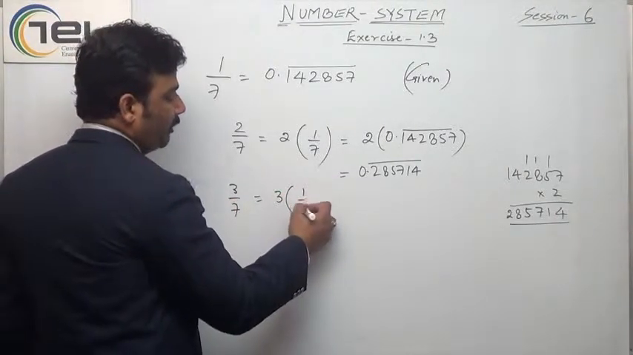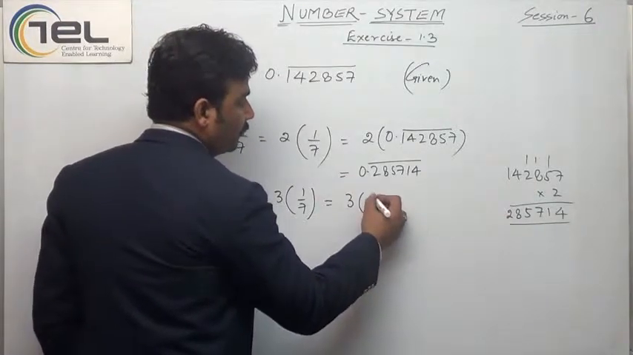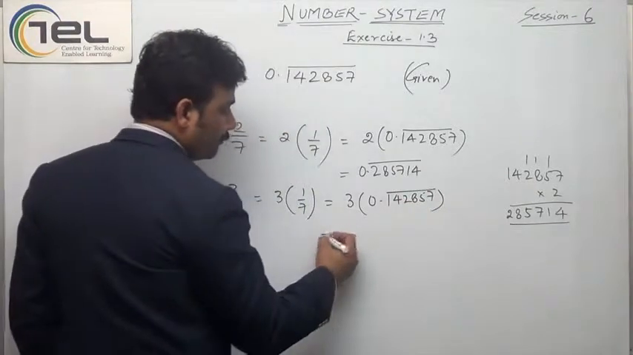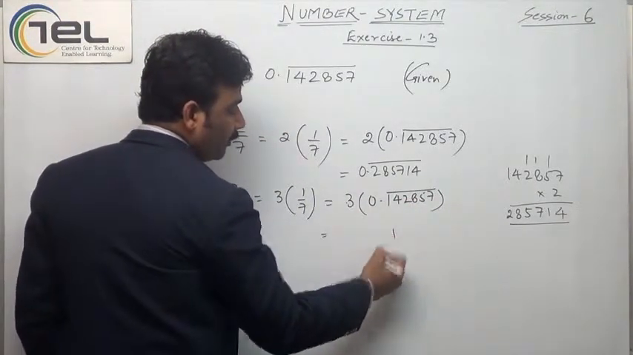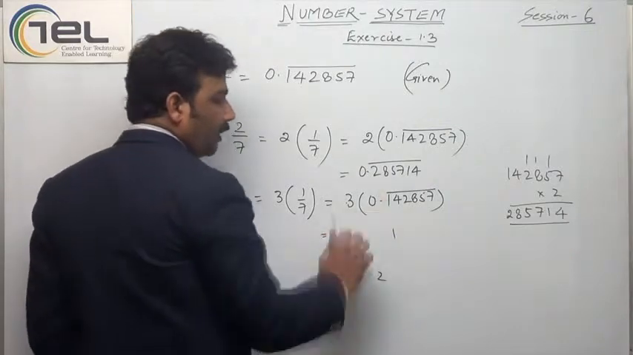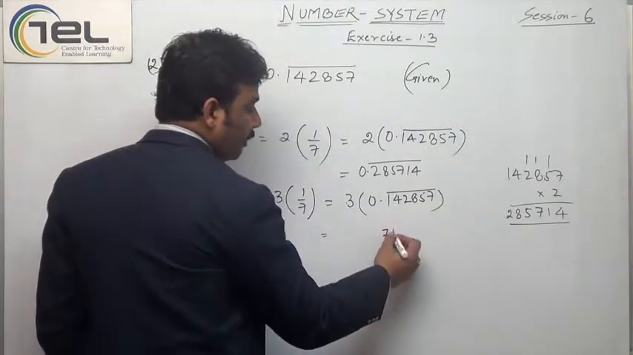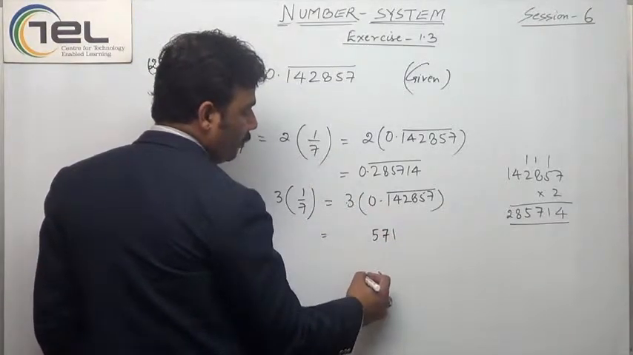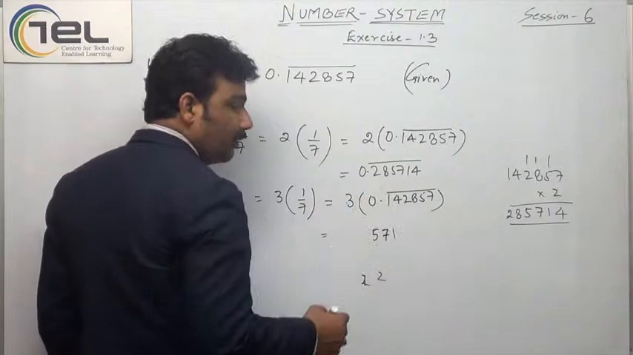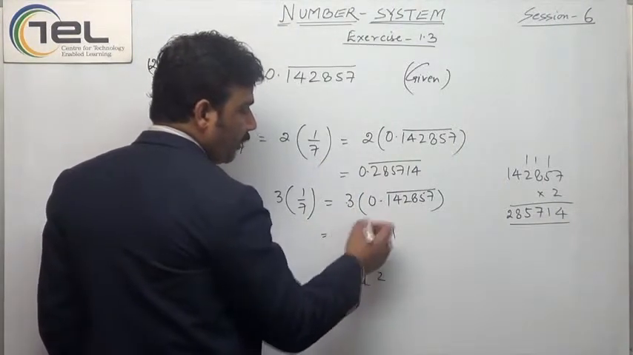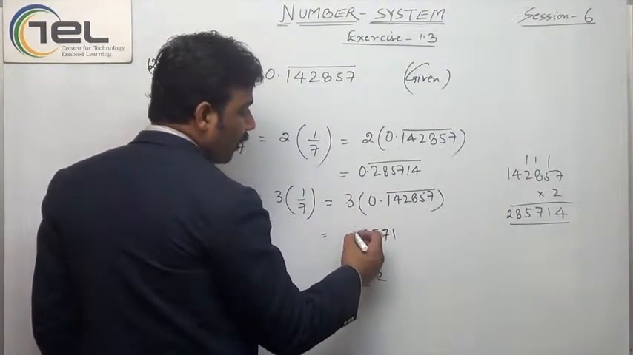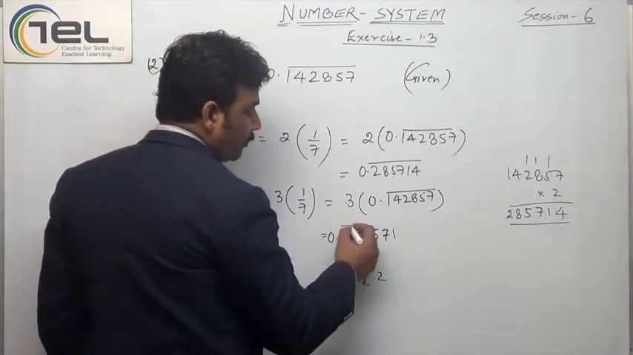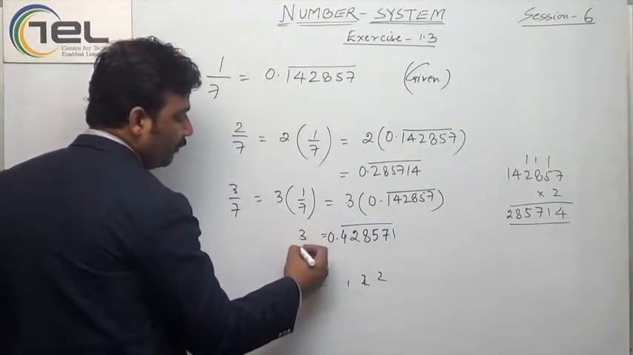3 times 1 by 7, so it will be 3 times 0.142857, and I will use this value. 7 times 3 is 21, carry will be 2. 5 times 3 is 15 plus 2 is 17, carry will be 1. 8 times 3 is 24 plus 1 is 25, carry will be 2. And 2 times 3 is 6 plus 2 is 8, and no carry. 4 times 3 is 12, 1 carry, and 3 and 4. So this bar will be the value of 3 by 7.